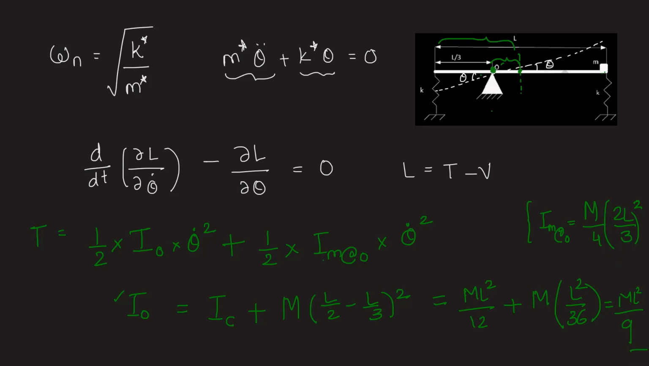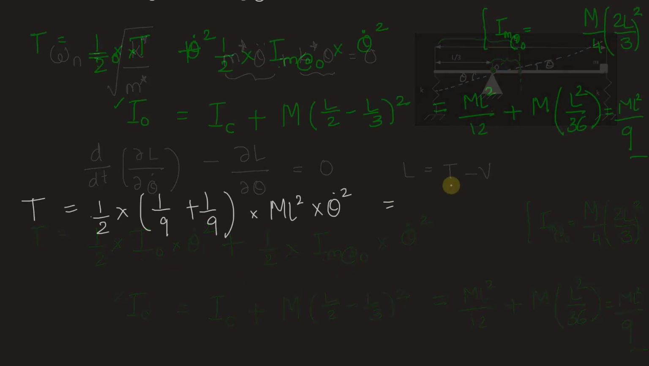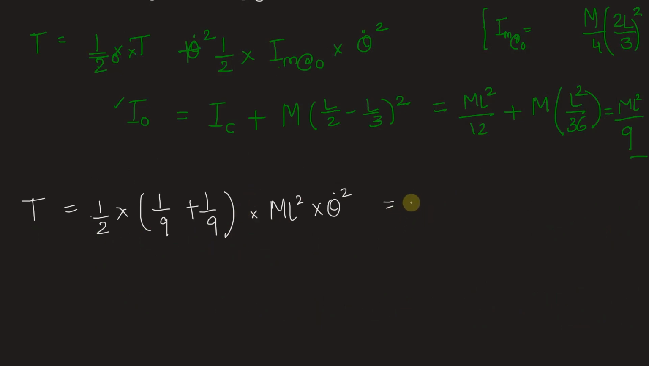Same as this one. So we have half into ml square by 9 theta dot square plus half into ml square by 9 theta dot square, which is nothing but 1 by 9 plus 1 by 9 into the common terms. This turns out to be ml square theta dot square by 9. Now let's find out the potential energy V. For potential energy, the spring is storing it.